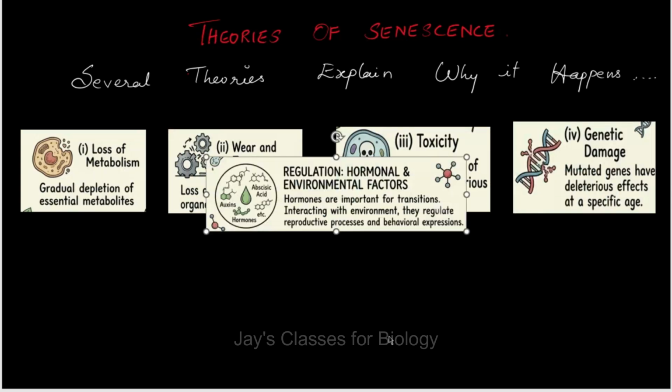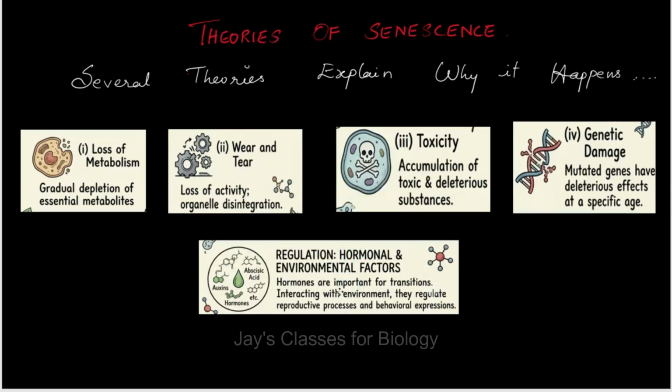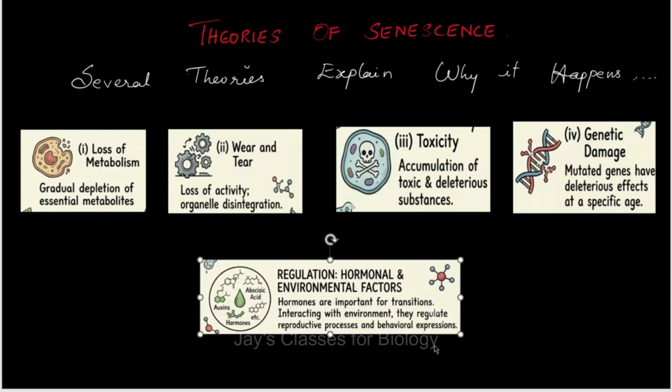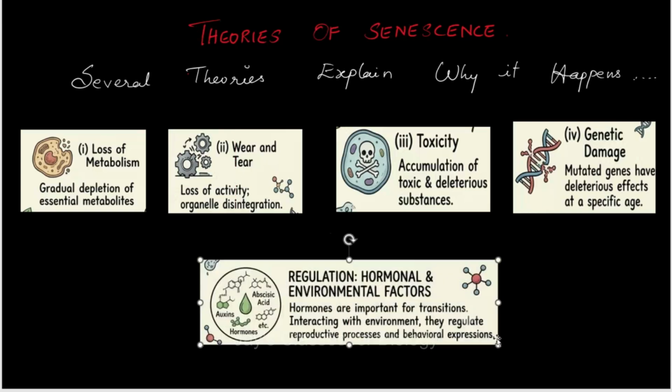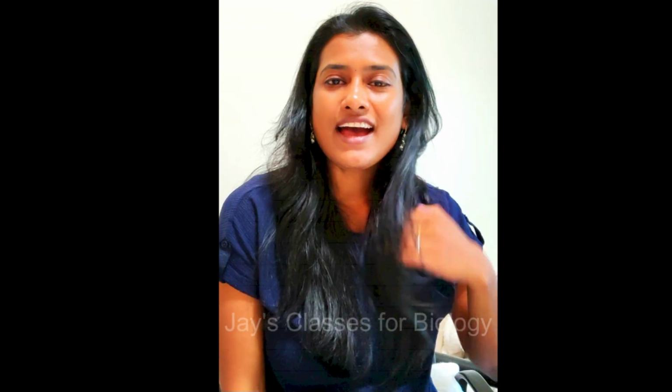Finally, what controls this entire process? It is regulated by plant hormones interacting with environmental factors like light and temperature. And that's all for plant senescence.